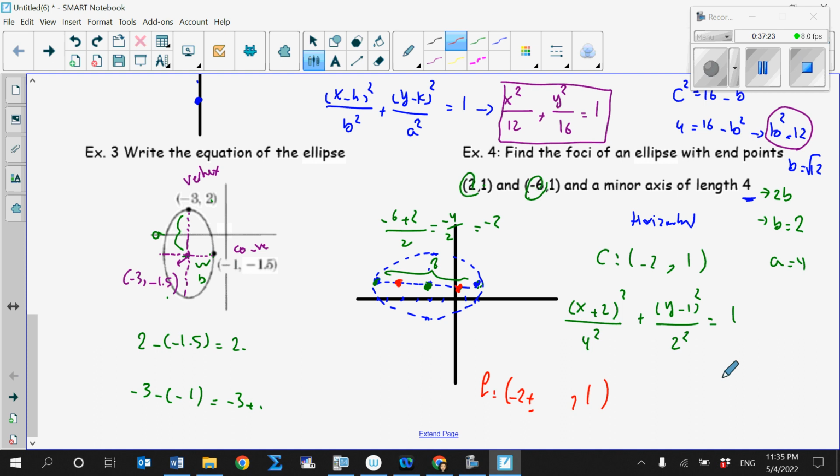What is c value? C squared is a squared minus b squared. A squared is 16. B squared is 4. So it's 12. Then c will be square root of 12. So -2 plus and minus the square root of 12. These are the coordinates of the foci.